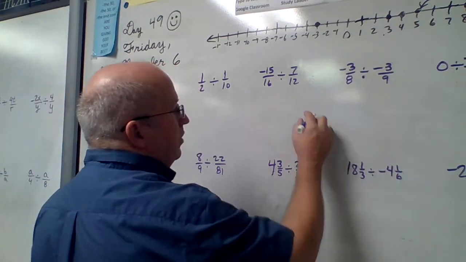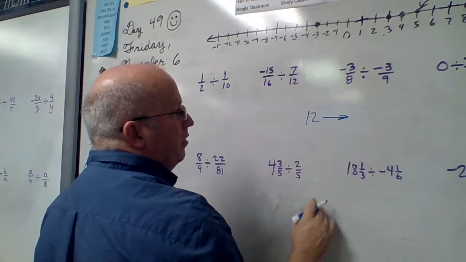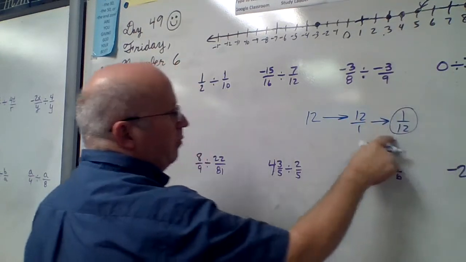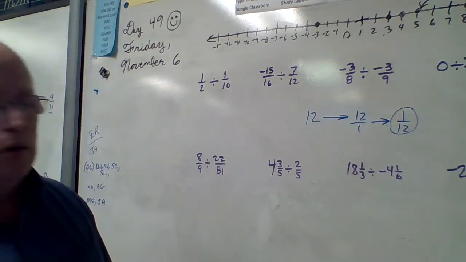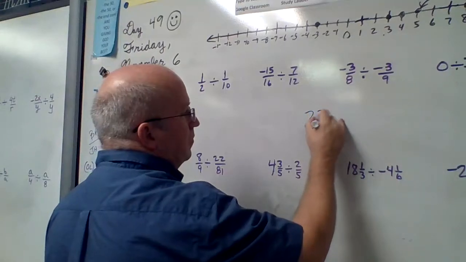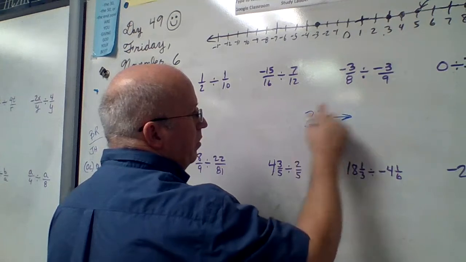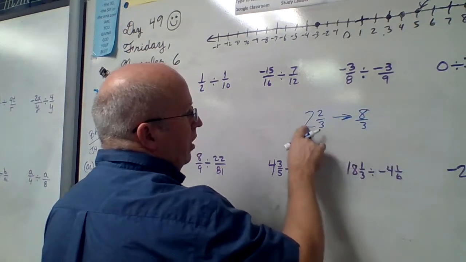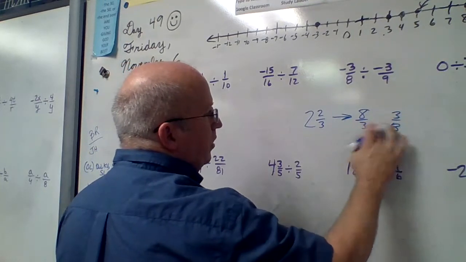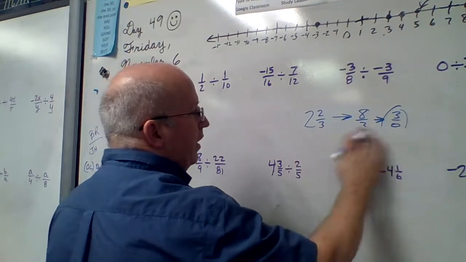What if you had a whole number, like say the number 12? What would be its reciprocal or multiplicative inverse? Well, first turn it into a fraction, then flip it. There's the multiplicative inverse or the reciprocal of 12. Okay, what if I had a mixed number? Change the mixed number to a fraction. 2 times 3 plus 2 is 8, 8/3, and then flip the numbers. Oops, not an equal sign. That is the reciprocal or the multiplicative inverse of that.